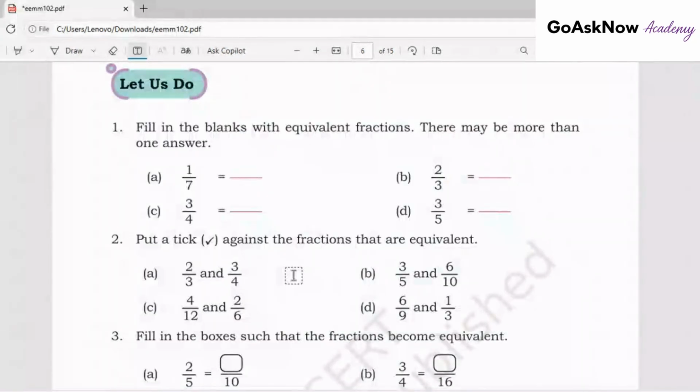Let us do the first question. Fill in the blanks with equivalent fractions. There may be more than one answer. Okay, now we have to answer this one. First is 1 by 7.